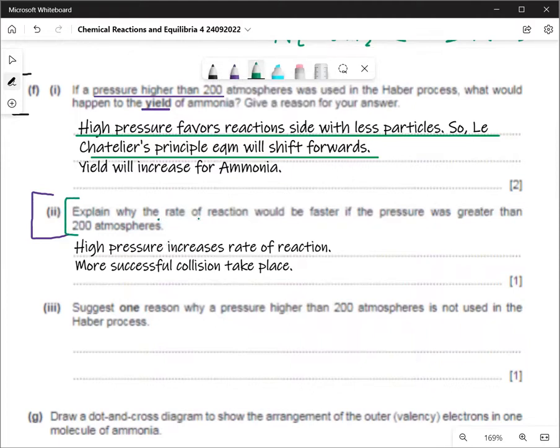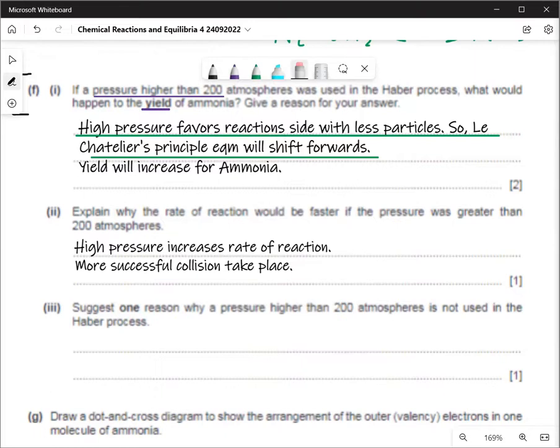Explain why the rate of reaction would be faster if the pressure was greater than 200 atmospheres. Okay, so explain, what are they asking? Explain to me what they are asking. Say it in Urdu.